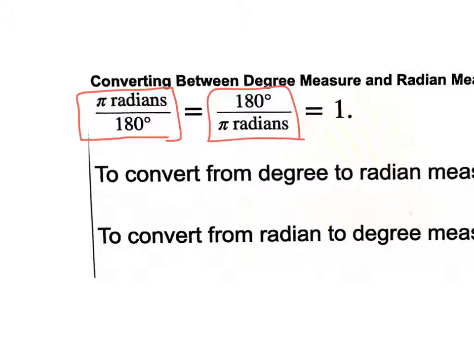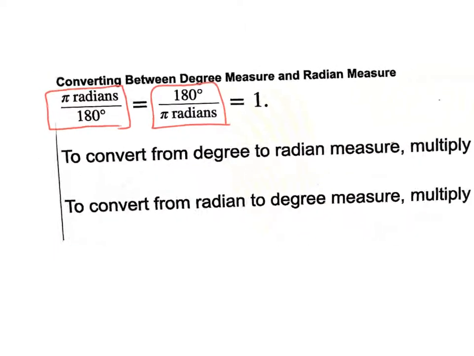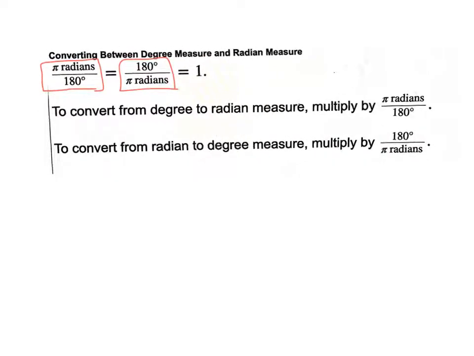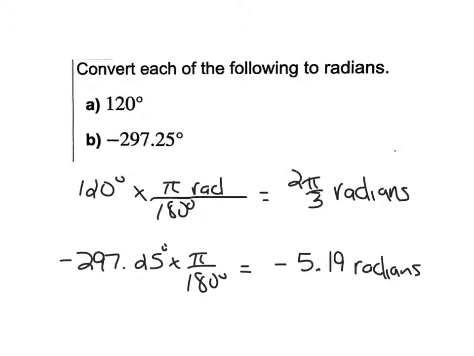180 and pi. So knowing that, we can convert from degrees to radians just by multiplying by pi over 180, or pi radians over 180. And we can go the other way, radians to degrees, by doing 180 divided by pi radians. And you won't have to think a whole lot about which one to use, because we need our measures to cancel. Let me show what I'm talking about here. 2 more slides, almost there. Hang in.